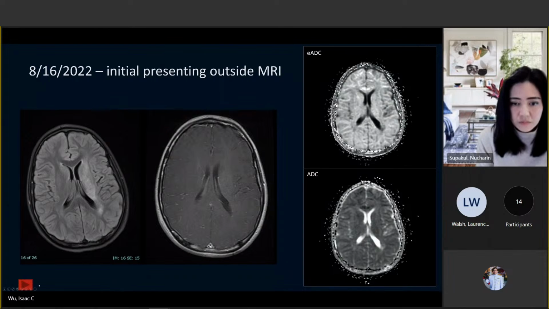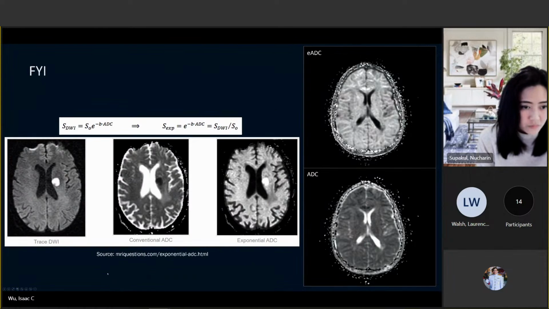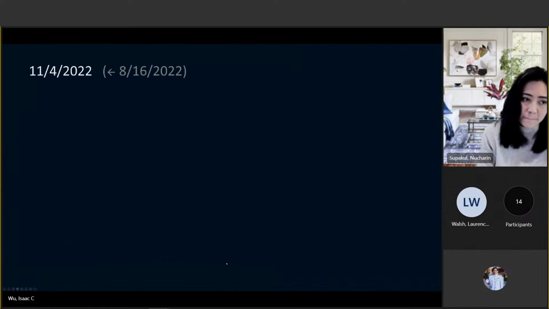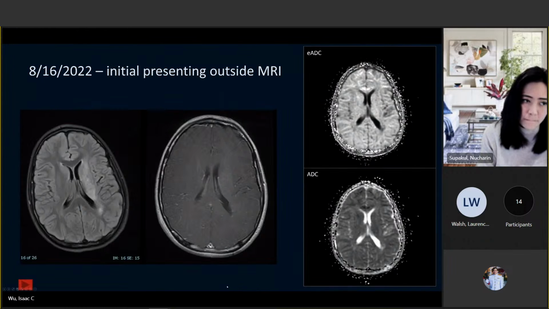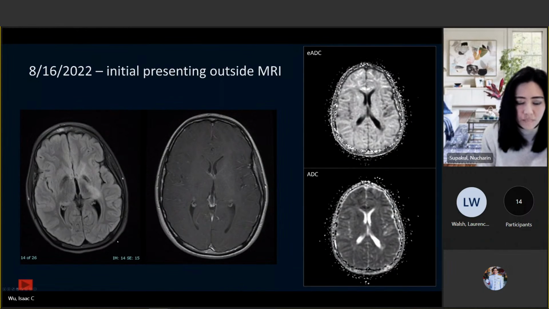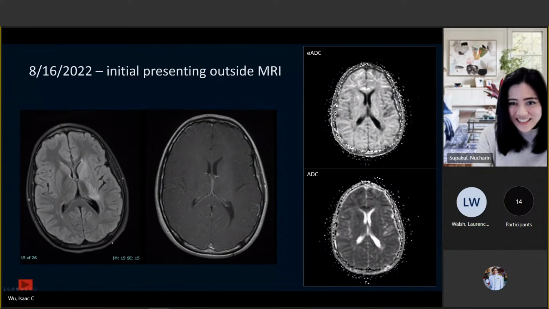Just for your reference, in case you go to a place that does EADC in addition to ADC, the easiest way to think about it is that restricted diffusion is bright on DWI and dark on ADC. For EADC, just to make things less confusing, if you see bright signal on DWI and bright signal on EADC, that's restricted diffusion. So that's the initial presentation. At that time, because of the clinical presentation as well as involvement of patchy bilateral areas and basal ganglia, ADEM was pretty high on the differential diagnosis.